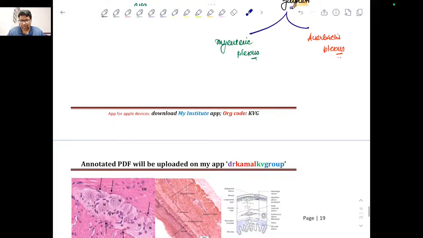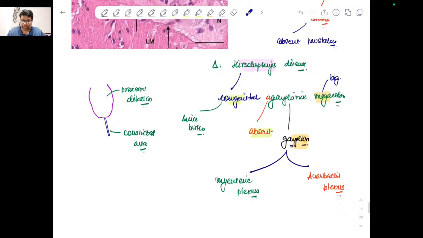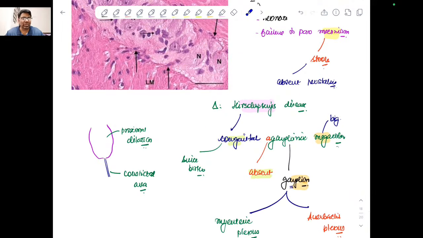So I do agree it's a little difficult question for a student to solve, but this is how you need to correlate the clinical presentation with the exact pathology, and then what is going to be the histological appearance of that condition, right?